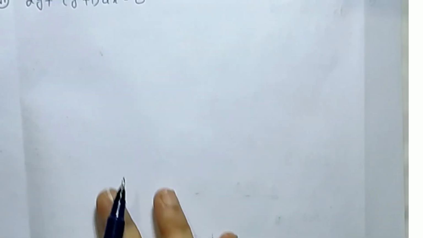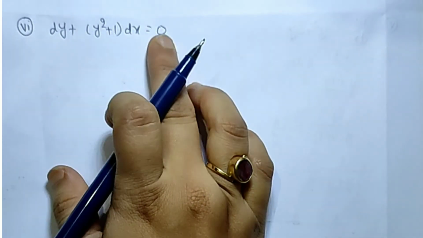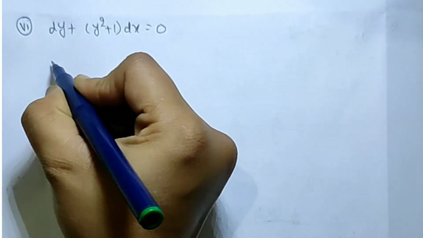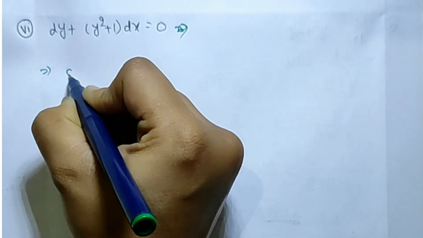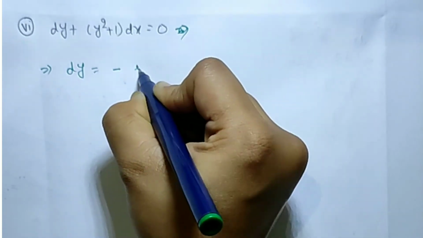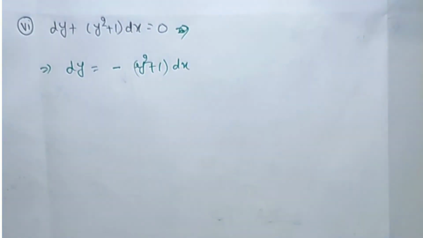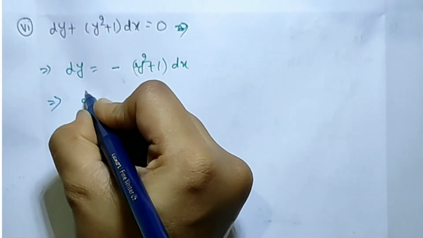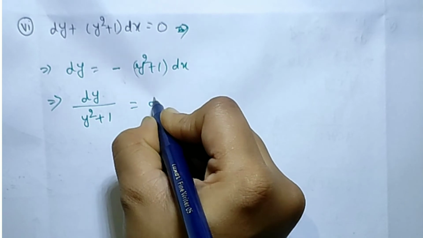Let's move to question number vi. dy plus y square plus 1 into dx is equal to 0, which implies dy is equal to minus of y square plus 1 into dx. Implies that dy by y square plus 1 is equal to minus dx.